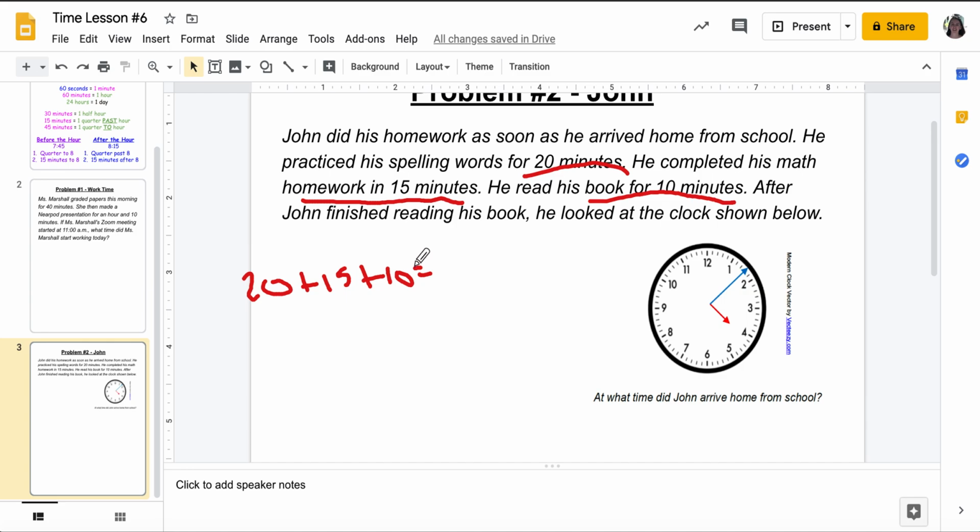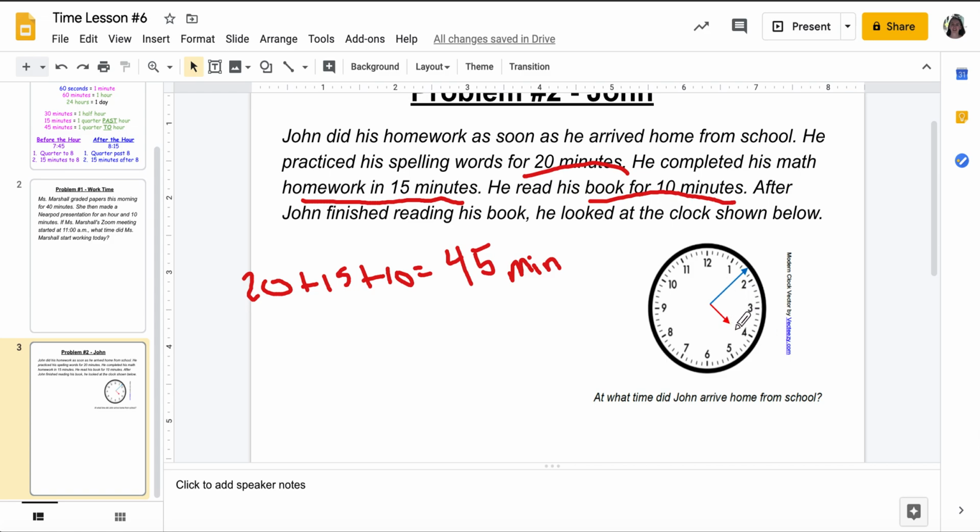He spent 45 minutes, right? So he spent 45 minutes on his homework. All right, now it says after he finished his homework, he looked at the clock below. Let's look at our clock. What time is this clock telling me?